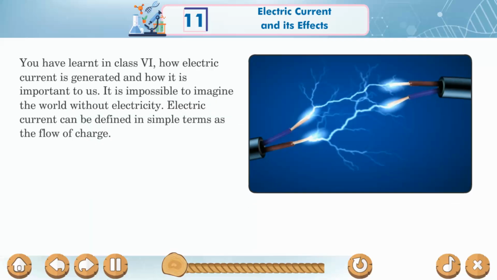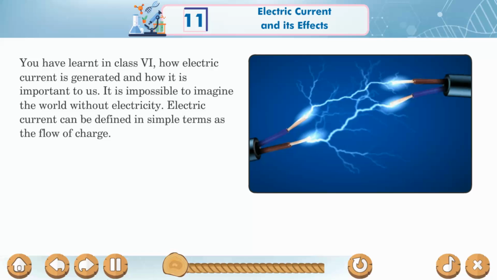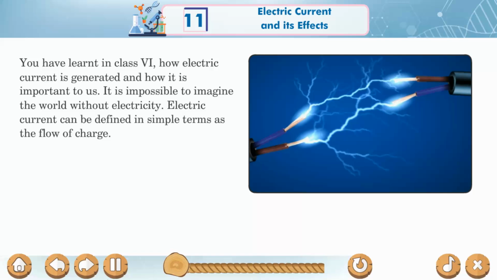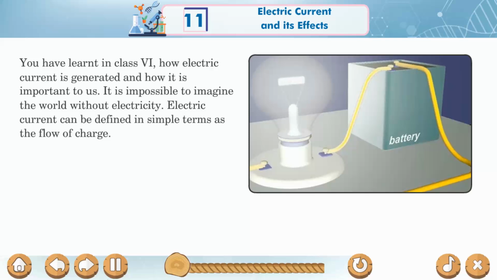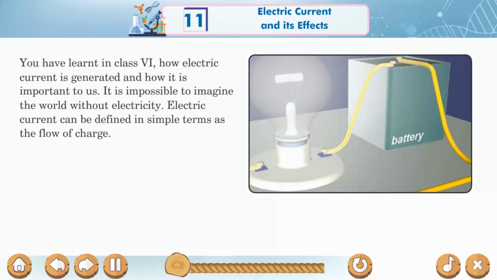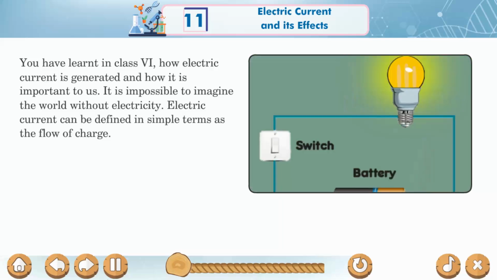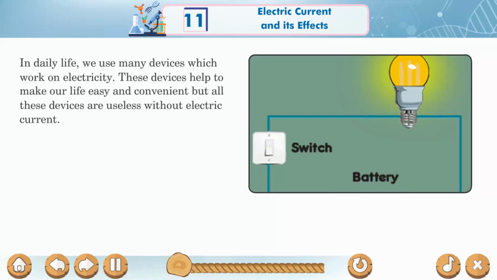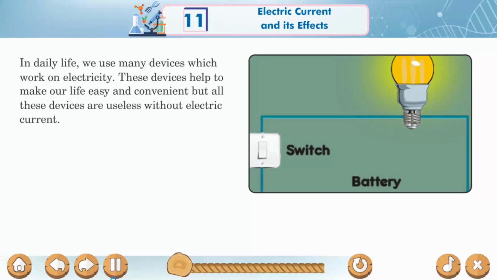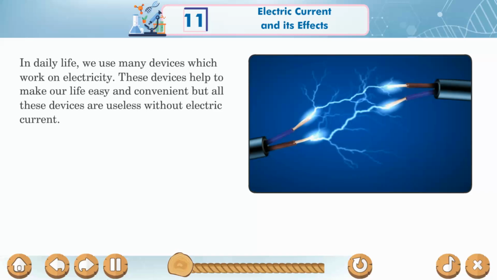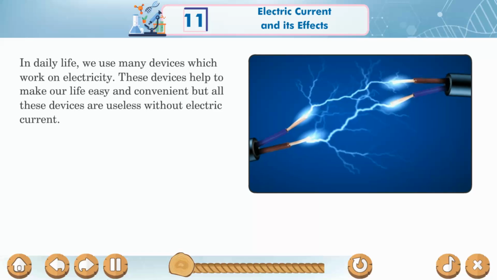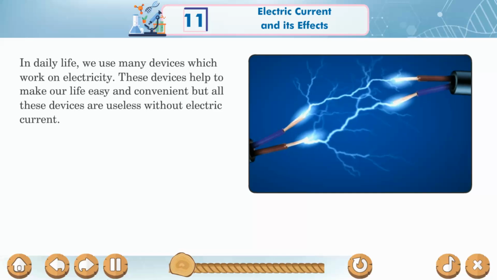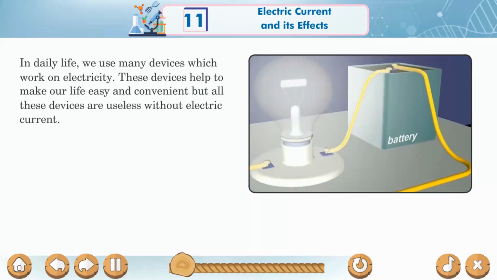You have learnt in class 6 how electric current is generated and how it is important to us. It is impossible to imagine the world without electricity. Electric current can be defined in simple terms as the flow of charge. In daily life, we use many devices which work on electricity. These devices help to make our life easy and convenient, but all these devices are useless without electric current.